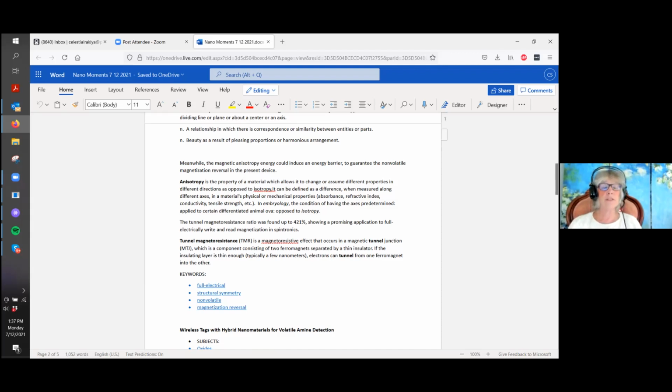So what are the key words that you want to remember with this particular study? Full electrical, structural symmetry, non-volatile, they say that, but whenever they say non-volatile, it's always volatile, and a magnetization reversal. Now, what I want to dig into in the days to come is if they are reversing the magnetism in our body or playing with it in different ways, what effect is that going to have on mankind when the Earth does a flip? Right now, the magnetic poles are wandering, and what happens when they flip? So I'm trying to do some research on that, and I will get back to you hopefully for the webinar, but if not, I'll be looking at that in the days to come.